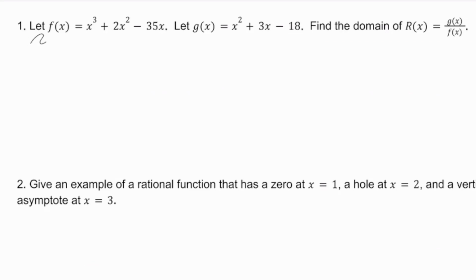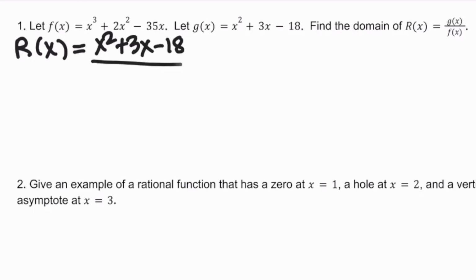So I think what I'm going to do is write out r of x. I'm going to need a thicker pen. Alright, so being g divided by f, that's going to be x squared plus 3x minus 18 divided by f, which is x to the 3 plus 2x to the 2 minus 35x. All right, so we're going to find the domain.